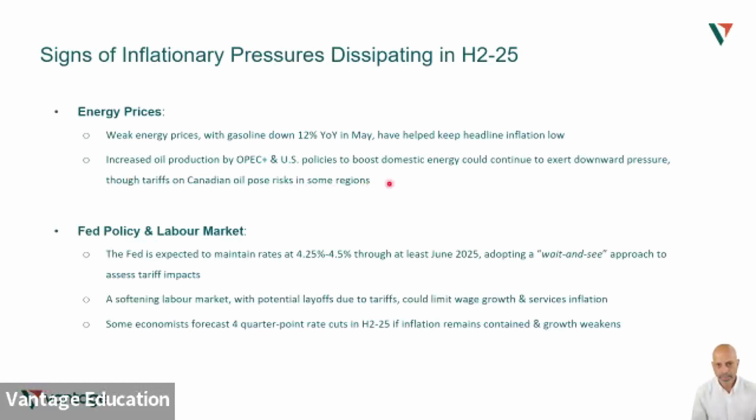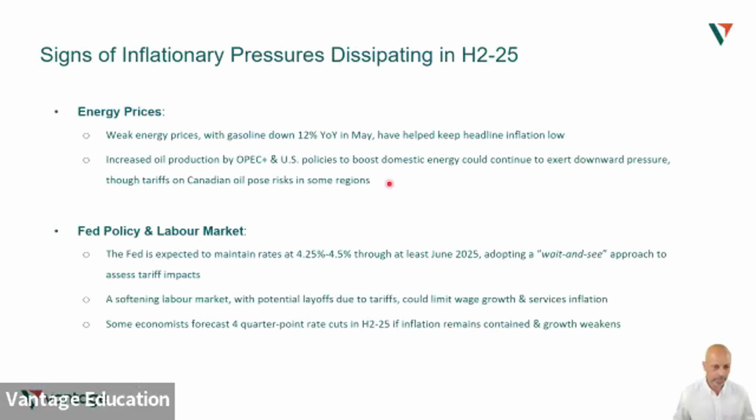So although energy prices have contributed significantly over the last 6 months or so in keeping headline inflation low, this recent escalation of conflicts in the Middle East has caused oil prices to surge, and it could also cause natural gas prices to increase as well, and that could undo some of the good work that was done over the last 6 months.